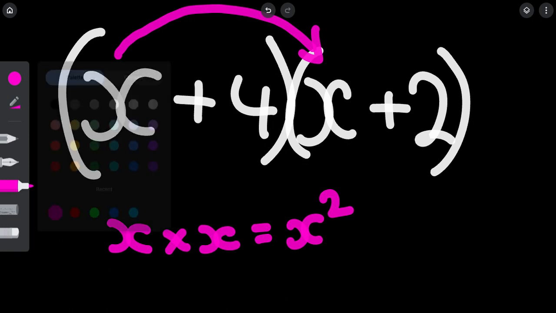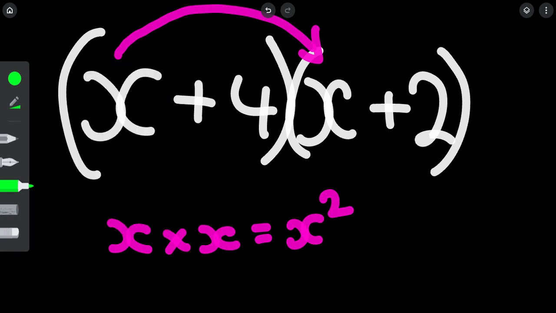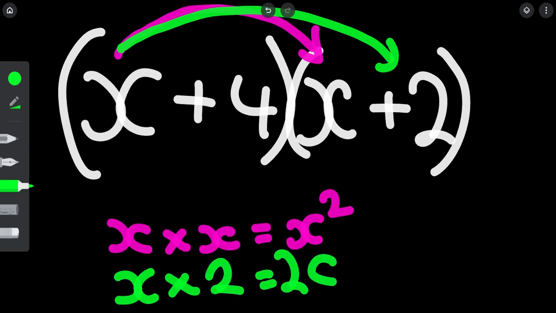The second thing we're going to do is, we're still on x, we're going to be doing x times 2. So the first value in the first term by the second value in the second term. So we know x times 2 is 2x. So I'll write that down. X times 2 is 2x.